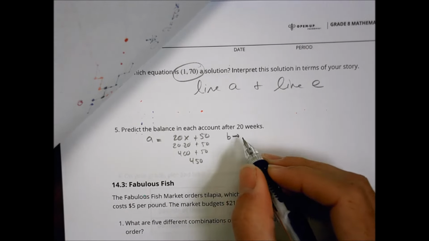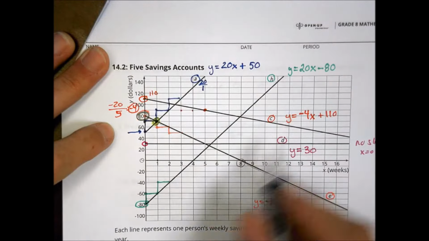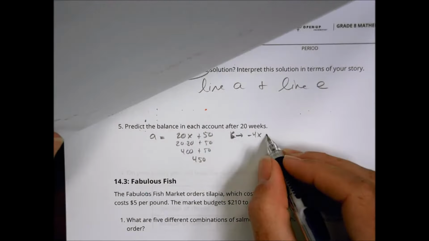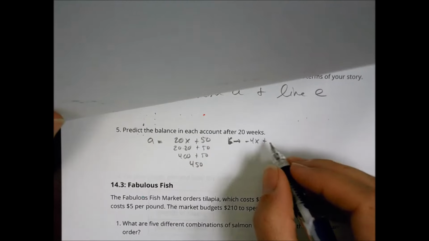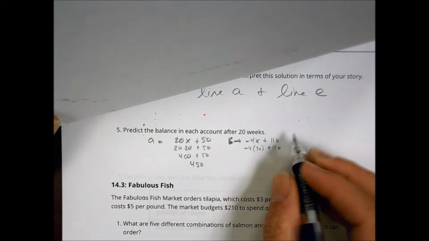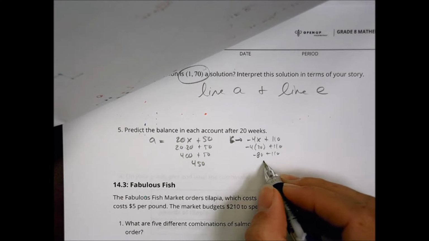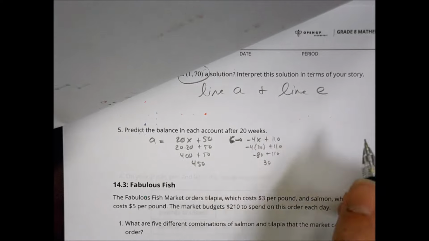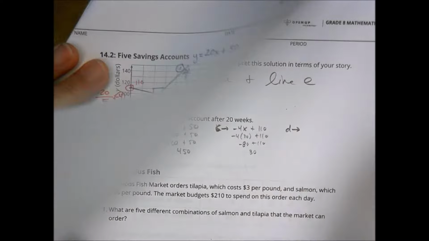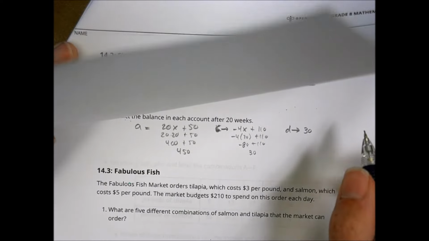For B, or sorry, not B, what's our next one going to be? C, sorry. So for C, our equation was negative 4x plus 110. Plug in 20 in there, negative 4 times 20 plus 110. Negative 4 times 20 is negative 80, plus 110 is going to equal $30. So C is going to have $30 after 20 weeks. Okay, looking at D. D has y equals 30. It's just going to be 30. Nothing changes with D. That's all there is to it.